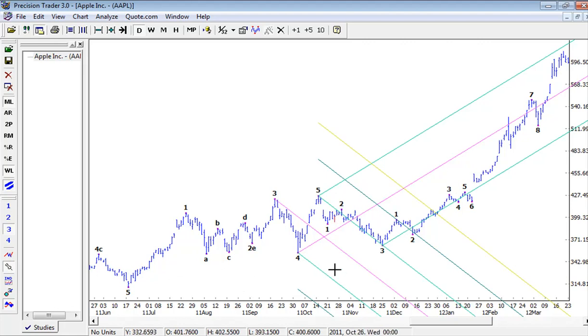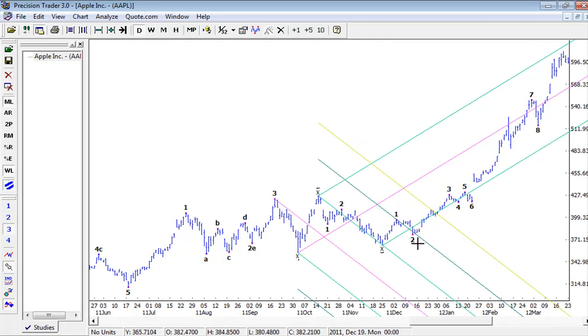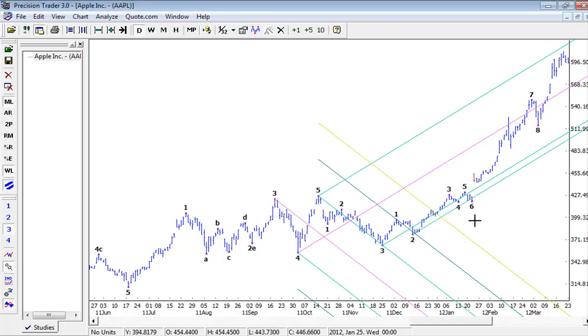Now as prices go up, they don't always go up perfectly within the median line, but instead what they'll do is go outside of it a little bit, like right here where this 2 is, and then they'll test that once more over here really quickly and then keep going on.